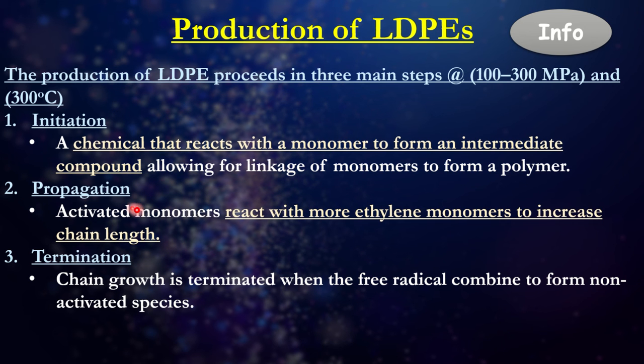We have propagation, so the activated monomer, the monomer that's become a free radical, will continue to react with other ethene monomers to increase the chain length, until a certain point where we connect to another chain that cannot form an additional bond, so they could be just saturated hydrocarbons. Then the chain terminates and we have a non-activated species. So that's how we form low density polyethylene.